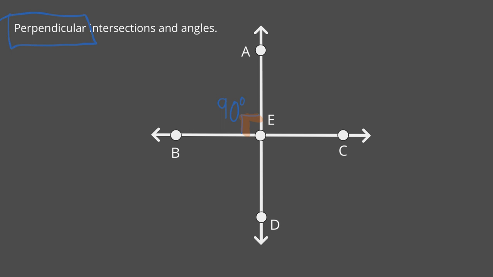Whenever we have two lines that are perpendicular to each other, we can also write them in a special way. So we have line AD with the arrows is perpendicular, and it's a symbol written like this, to line BC.